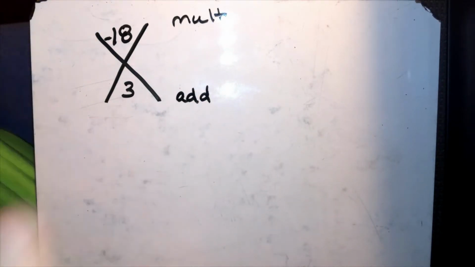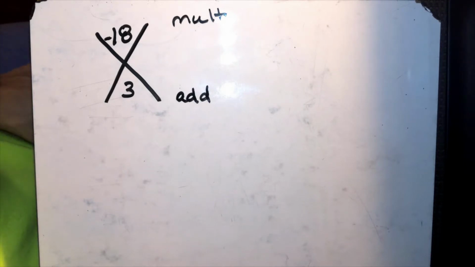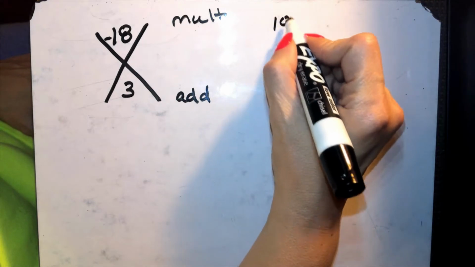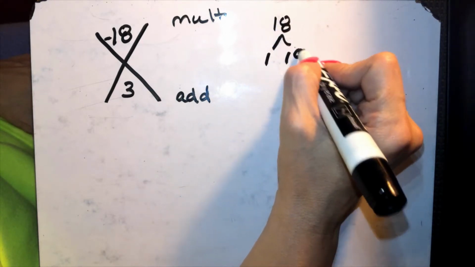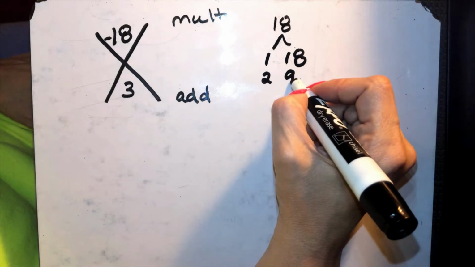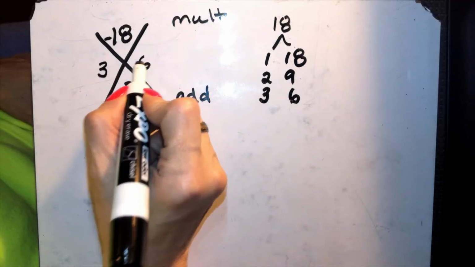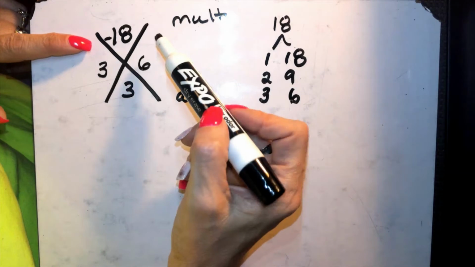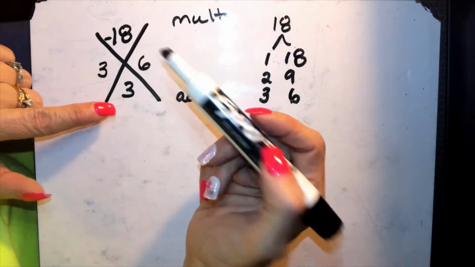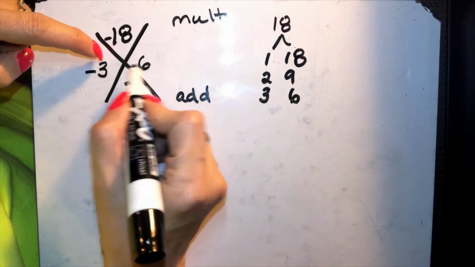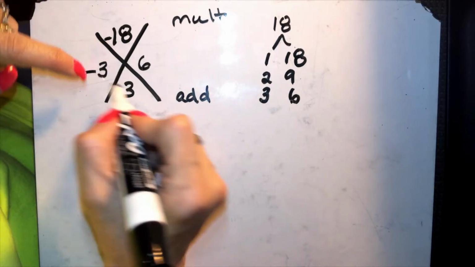Two numbers that multiply to give me 18, but when you add them together, you get 3. Well, here's what I say. Think of the multiples of 18. 1 times 18, 2 times 9, 3 times 6. Well, that wouldn't give me negative 18, but it would give me 18. This is a positive 3. If I did 6 minus 3 is 3, and then there it is, that works. Okay, let's try another one.